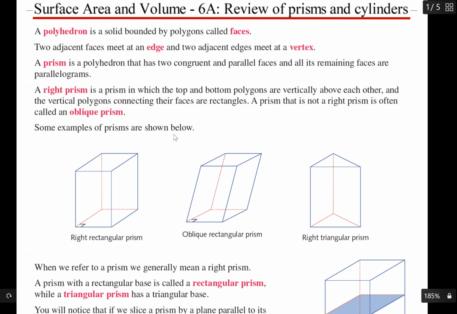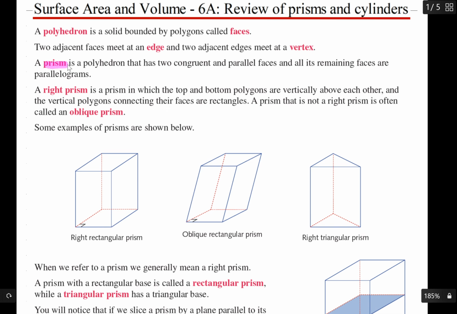First of all, a polyhedron. This is a screenshot from your textbook, so you can read along there if you like. A polyhedron is a solid bounded by polygons called faces. There's nothing in that sentence that you didn't already know. We're just suggesting that a solid, in this case, all of the faces are in itself polygons. Two adjacent faces meet at an edge, and two adjacent edges meet at a vertex. So if I were to use the language edge and vertex referring to a solid, you'd be pretty comfortable in knowing what I mean by that.